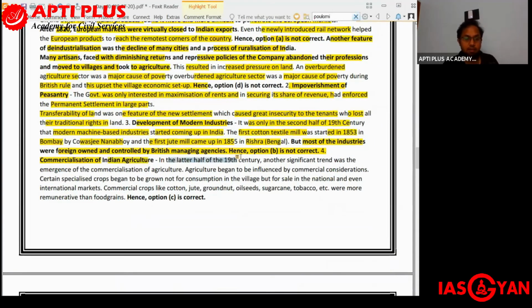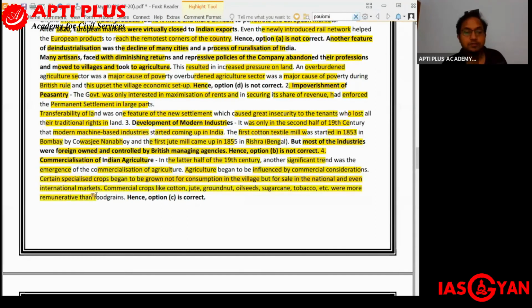Yes, that is correct. In the later half of the 19th century, another significant trend was the emergence of commercialization of agriculture. Now, what happened? Agriculture began to be influenced by commercial considerations. No longer was it only for self-consumption, but slowly it started considering commercial considerations as well. Certain specialized crops began to be grown not for consumption in the village, but for sale in the national or even international markets.